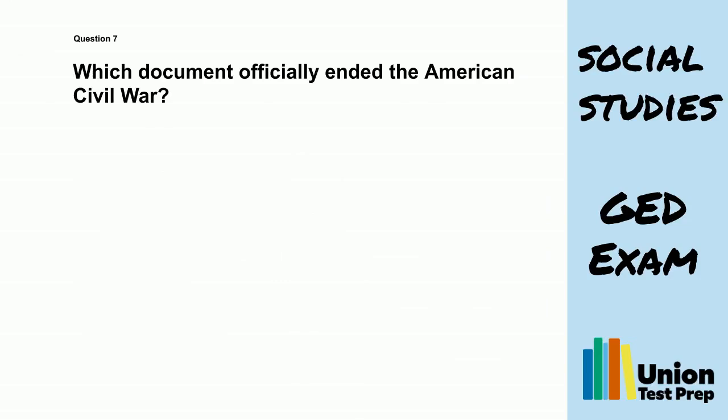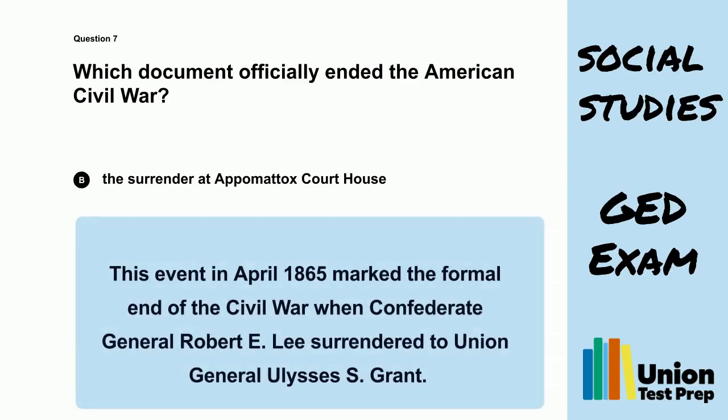The correct answer is B. The surrender at Appomattox Courthouse. This event, in April 1865, marked the formal end of the Civil War, when Confederate General Robert E. Lee surrendered to Union General Ulysses S. Grant.